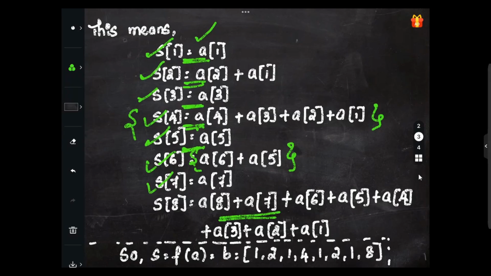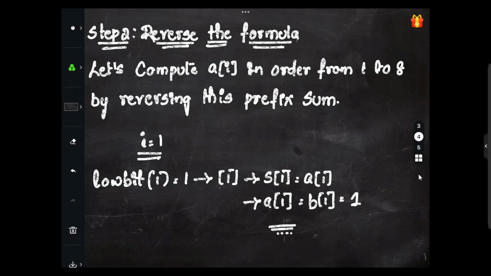So basically S equals f of a, and b equals, I have given this number, 1 2 1 4 1 2 1 8. B will get this value, right? You can just see the calculation part: 1 2 1 4 1 2 1 8 is nothing but b. This is for f of a. So basically the b array, we have to reverse the formula.